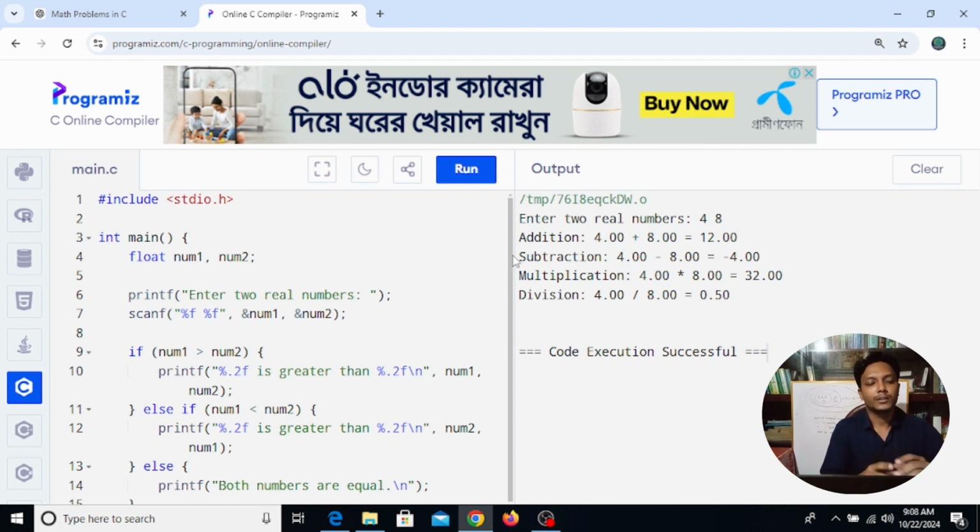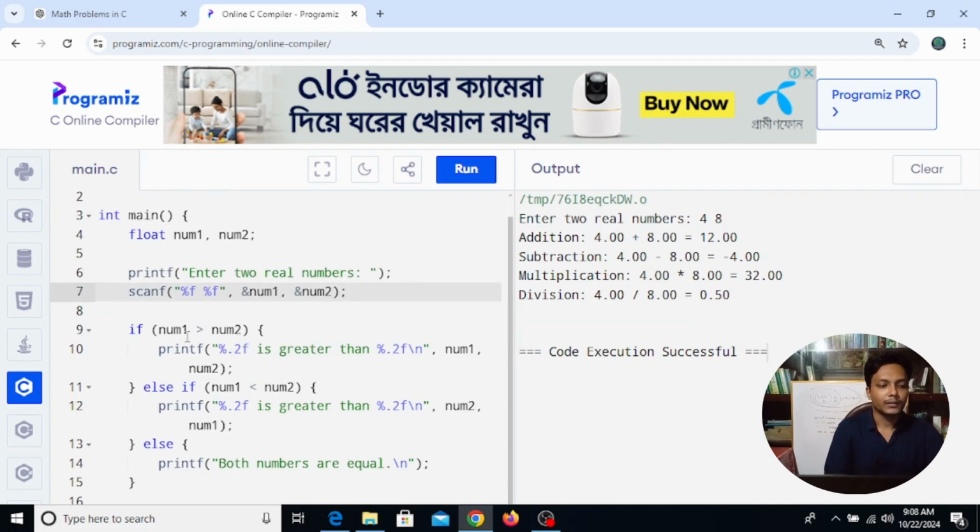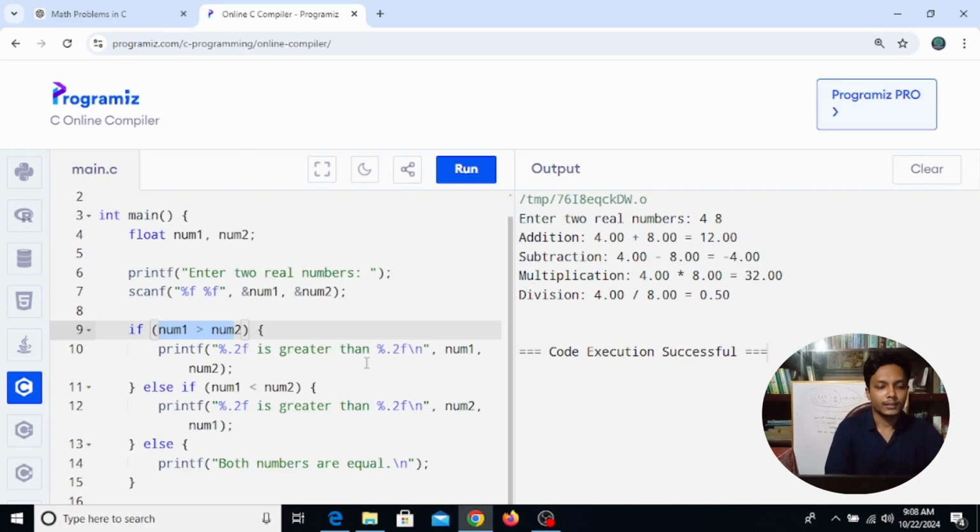So here we have got another program. What does this program do? Okay, so this program compares two numbers. We have two numbers here, and these are also floating numbers. Print, enter two real numbers, and then we will give input. If number 1 is greater than number 2, then print that number 1 is greater than number 2. So we have given a format specifier here and here.